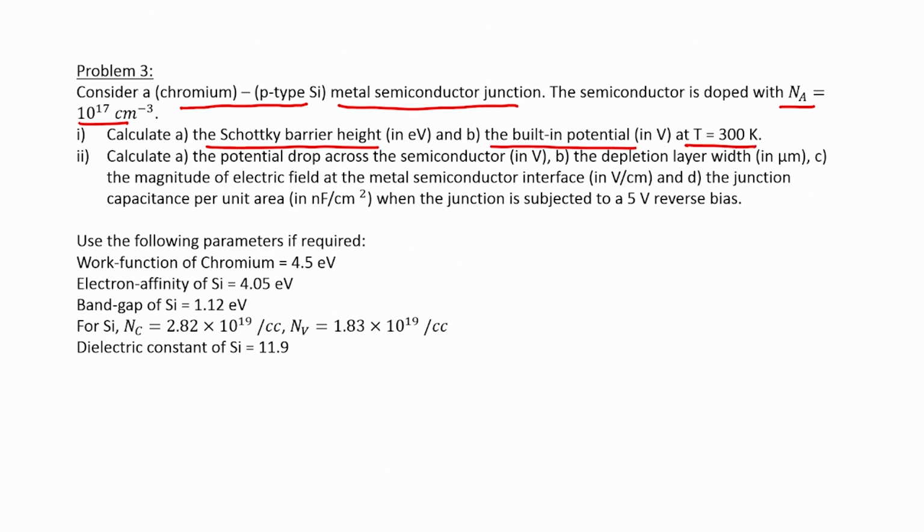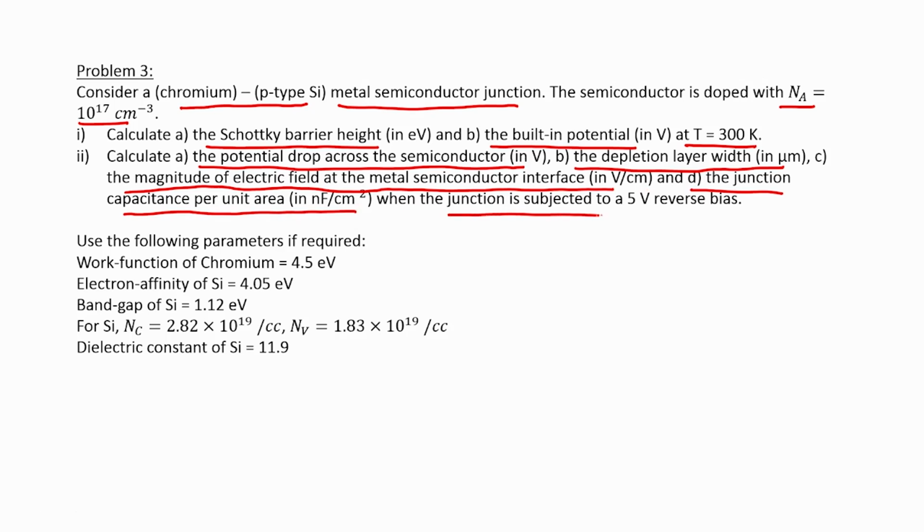300 Kelvin. Second, you have to calculate the potential drop across the semiconductor in volt, the depletion layer width in micrometer, the magnitude of electric field at the metal semiconductor interface in volt per centimeter, which is nothing but the peak electric field, and the junction capacitance per unit area in nanofarad per centimeter square, all under the case when the junction is subjected to a 5 volt reverse bias, and some useful parameters are given.